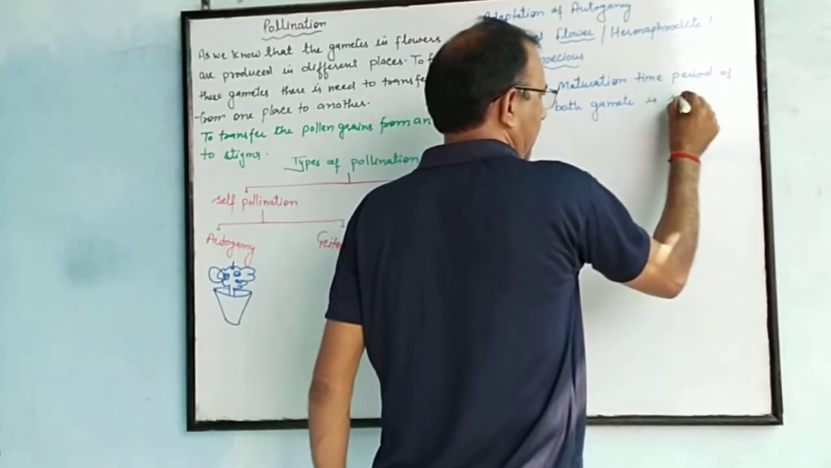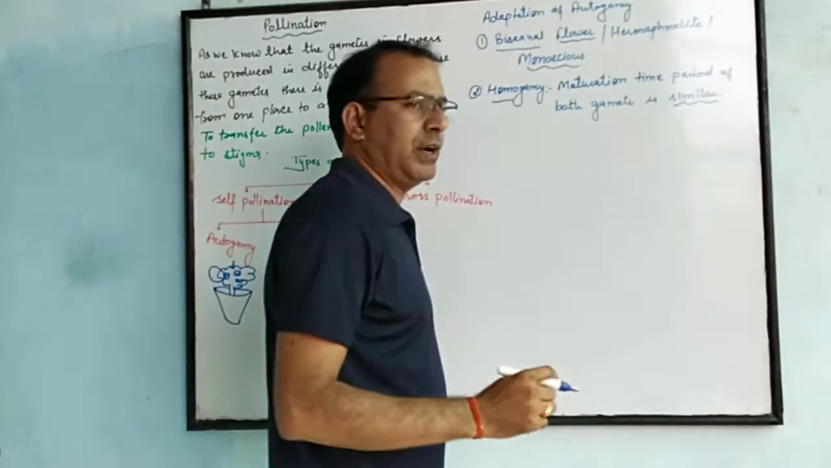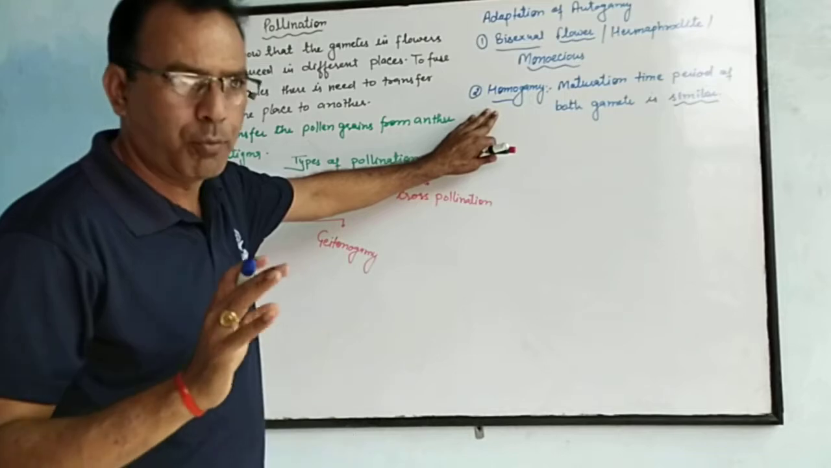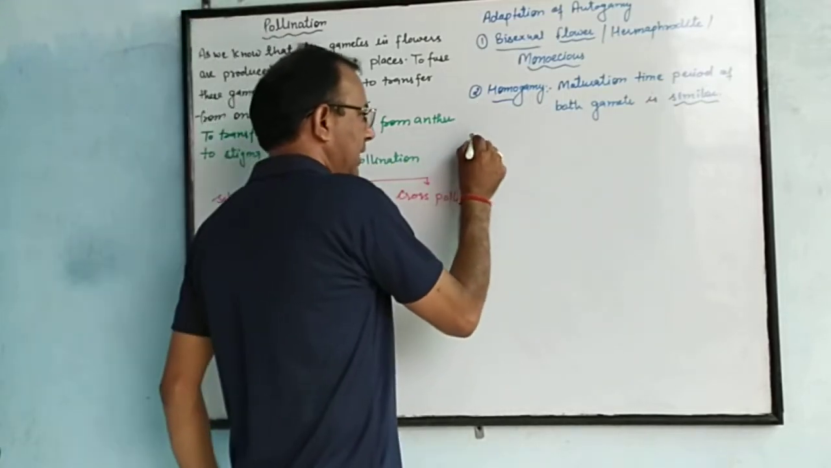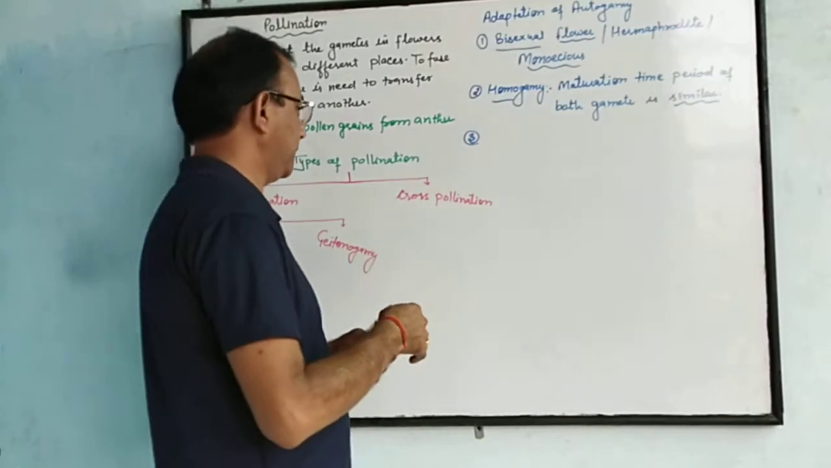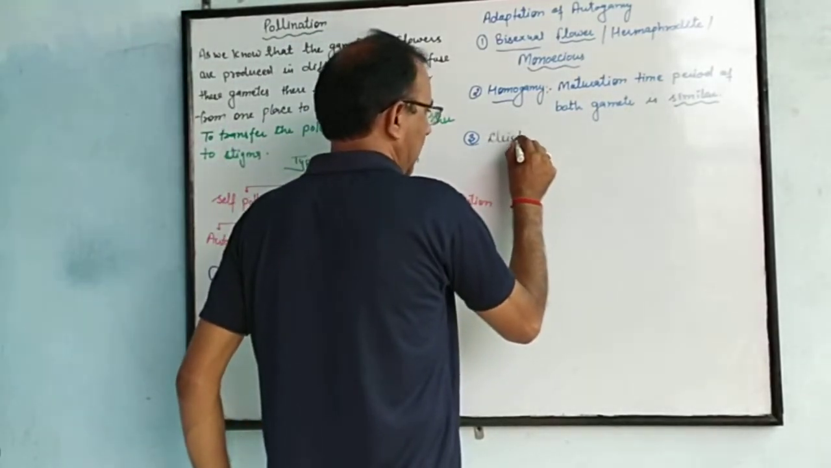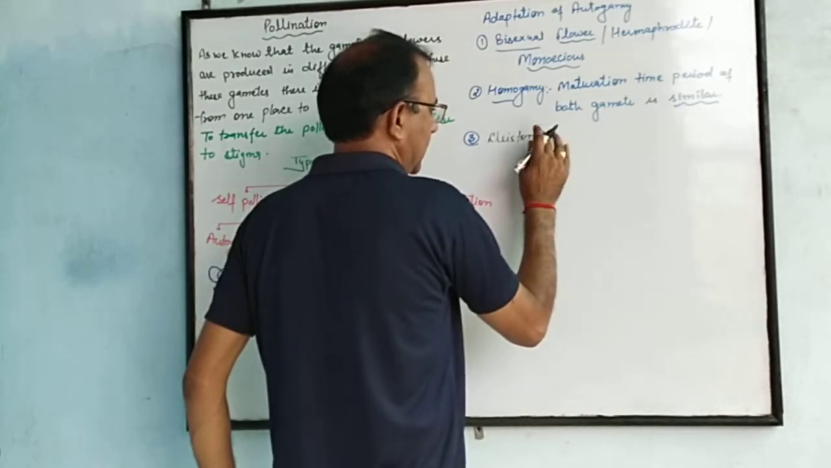The maturation time period of both gametes is similar. If the male and female gametes both mature at the same time, that is called homogamy. And the third one is clistogamous or clistogamy.